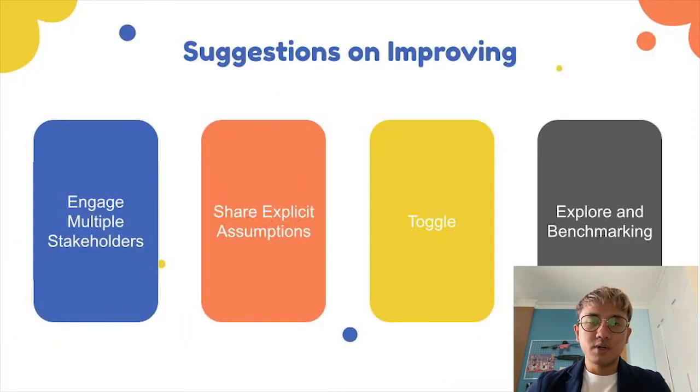Based on the book, there are actually four suggestions that contribute to the improvement of theory of change logic models. The first one is engaging multiple stakeholders. Second, share explicit assumptions. Third, toggle. Fourth, explore and benchmarking.